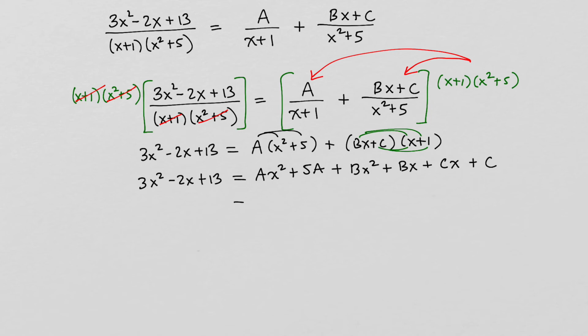Now what I'm going to do on the right-hand side is group together all the like terms. So the like terms would be ax squared plus bx squared. Let's put those together. Next, I'll group the x terms. So we have bx plus cx. Let's write those together. And finally, we have the constant terms, which is 5a plus c.